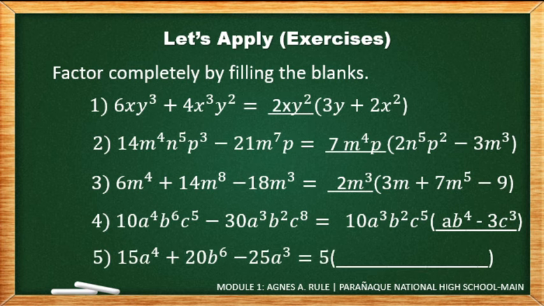Again, last example. We have 15a raised to 4 plus 20b raised to 6 minus 25a cubed. 5 lang ang GCF niya. Kasi hindi lahat sila may b, hindi sila lahat may a. So, divide lang natin. 15 divided by 5, 3. 3a raised to 4. 20 divided by 5, 4. b raised to 6. 25a cubed divided by 5, 5a cubed. So, therefore, the quotient is that.